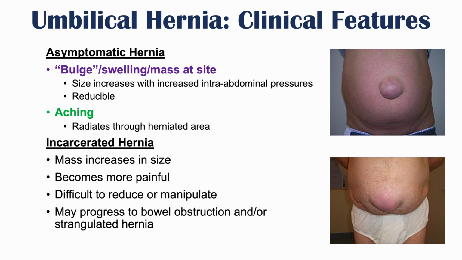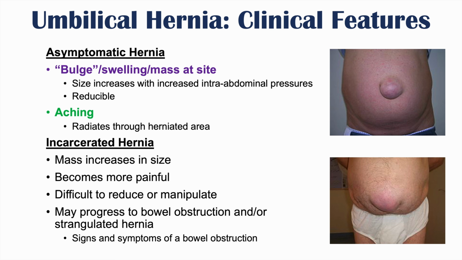And it can become so bad that it may progress to a bowel obstruction. So you can imagine that if there's part of your small intestine popping out and the surrounding tissue starts to squeeze on that area, you may find that bowel contents are not able to travel through that area. So it can actually cause a bowel obstruction. And if that surrounding tissue squeezes so tightly on this area, this can lead to a strangulated hernia. We're going to talk about that in the next slide.